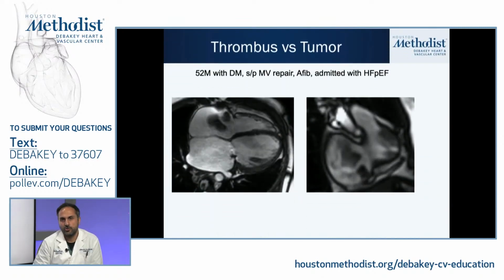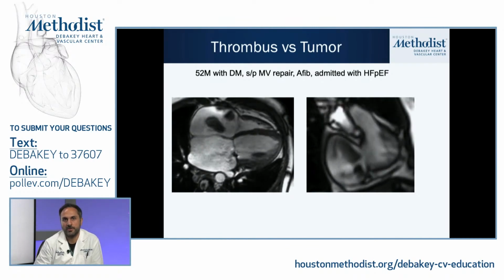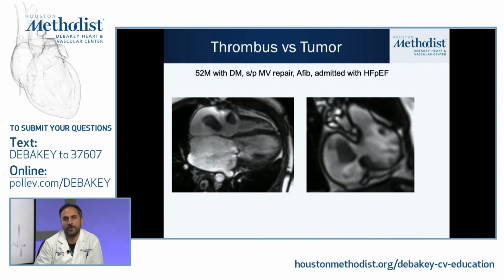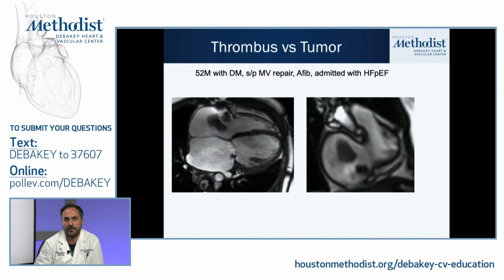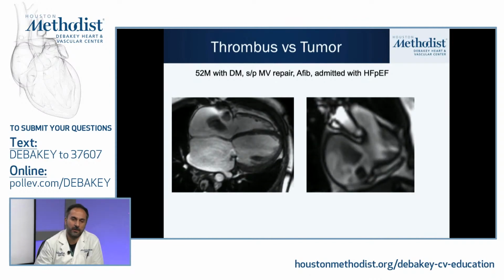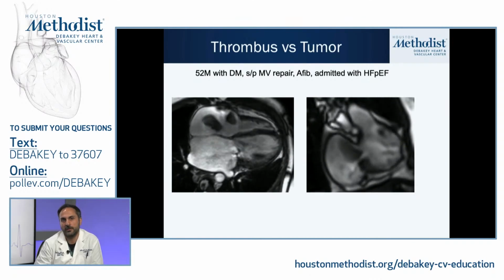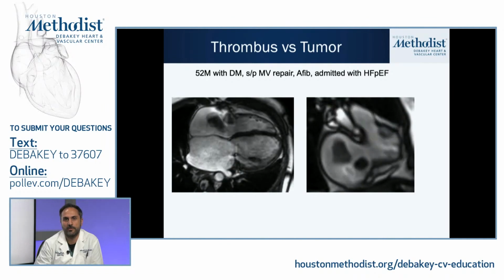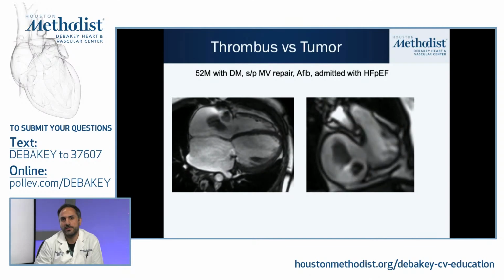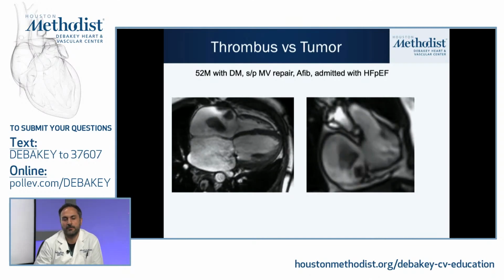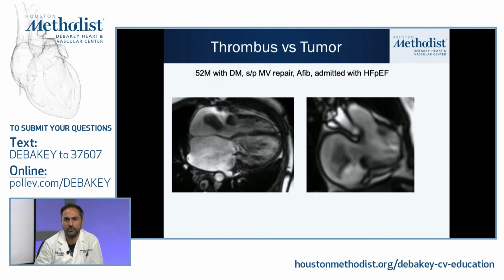Here, that's no longer a pseudo-tumor versus a tumor. Here the question is, is this a thrombus versus a tumor? We have this case of a 52-year-old male with diabetes. They had a mitral valve repair. They are in atrial fibrillation, and they were admitted with heart failure. You can immediately tell that there are floating masses in the right atrium on the 4-chamber view and on this RV-focused view. The question is, yes, you can guess from AFib and the history that these could be clots, but this is very unusual. Can you be sure?